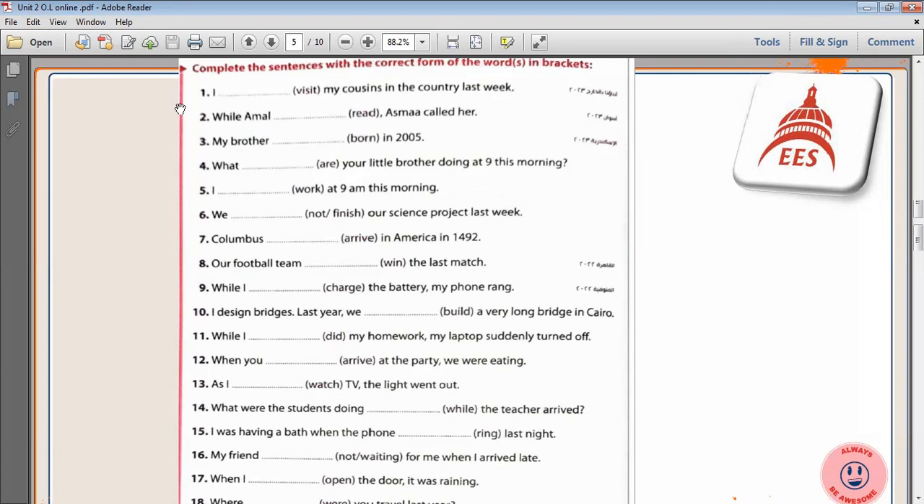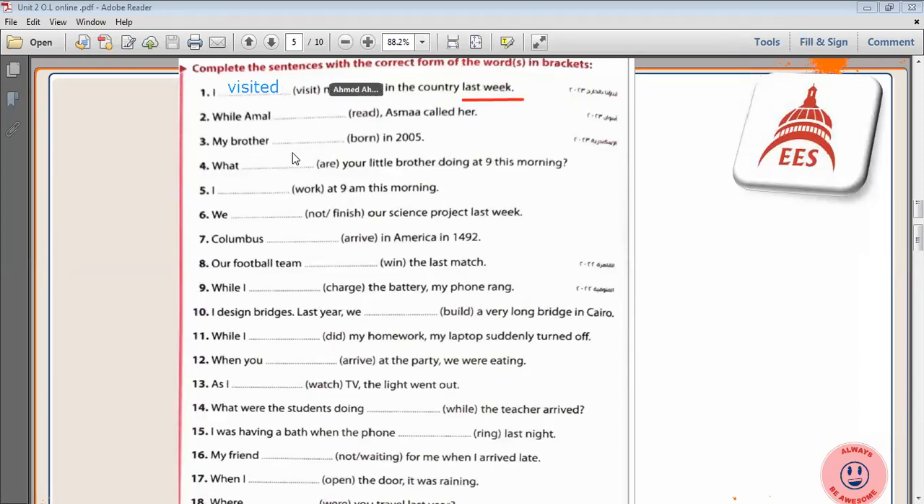Okay, let's try number one. I, space, visit my cousins in the country last week. Here as you can see, we have last week. So last week, obviously it's a keyword for the past simple. So the answer is what? Visited. Okay, beautiful. Let's take a look at number two.